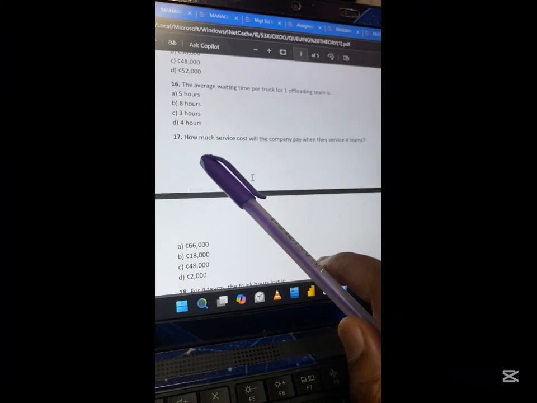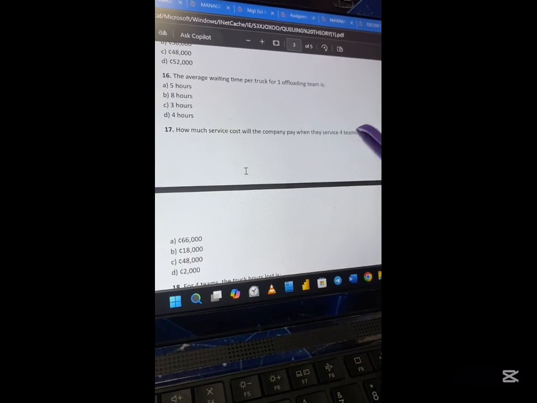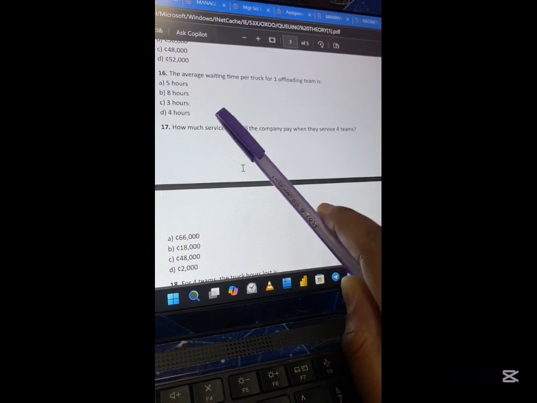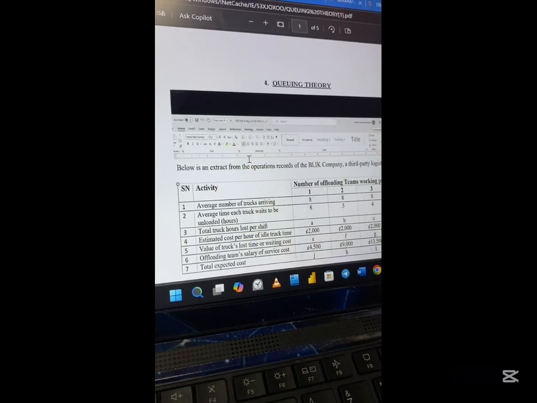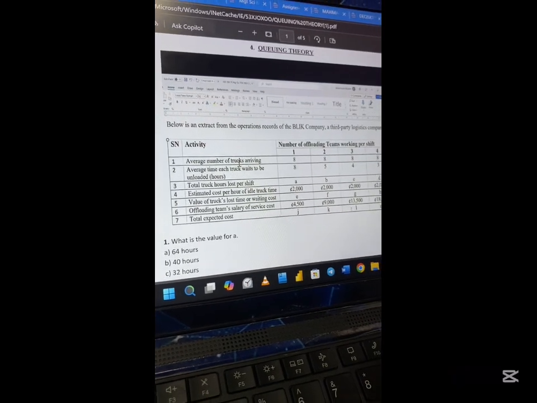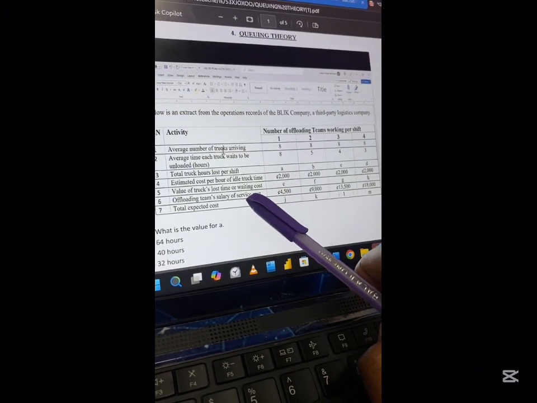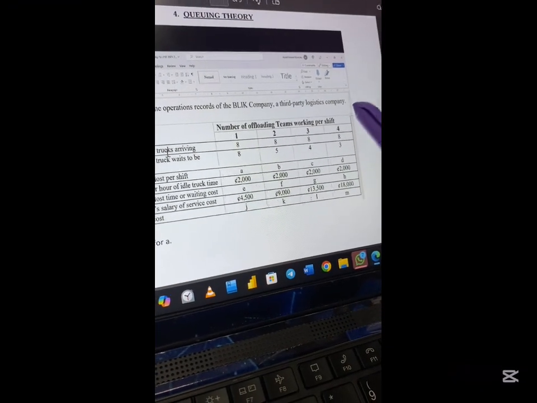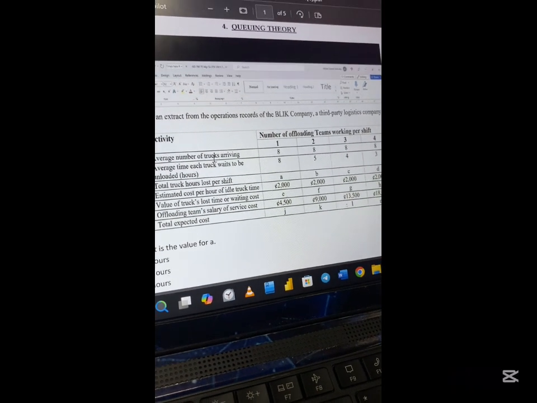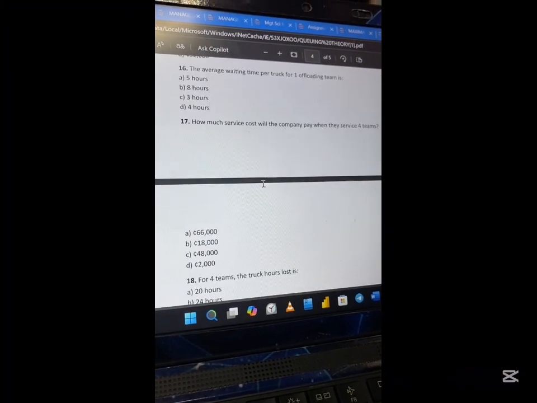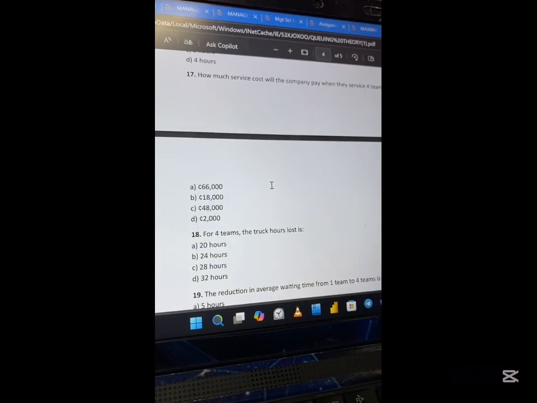So the 17th question asks, how much service cost would the company pay when they service 4 teams? So they are asking for the service cost, but in our question we were not supposed to calculate the service cost as it was fixed and it was given. So this is the offloading team salary or service cost, but we are asked for 4 teams. So our service cost was 18,000. So going back to our question, the value is 18,000. It's given here in option B.